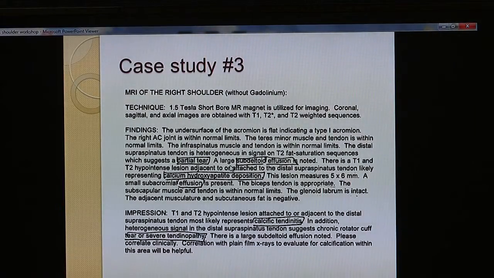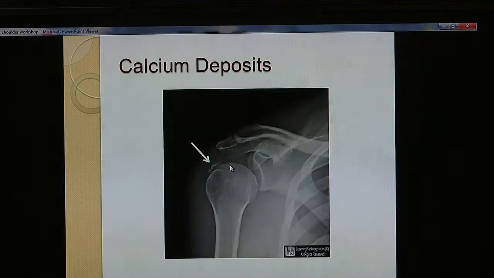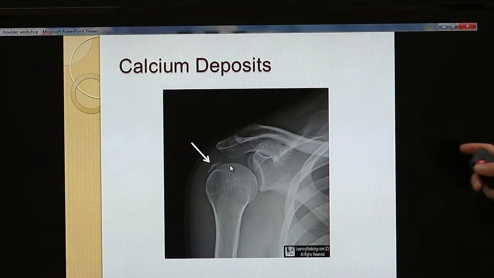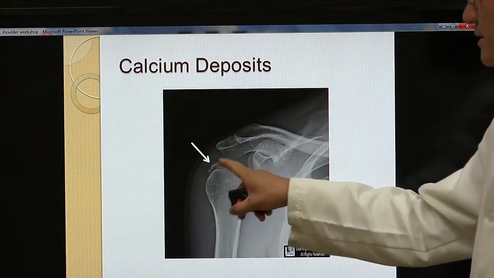Case number 3, impression. T1, T2: hypointense lesion attached to or adjacent to the distal supraspinatus tendon most likely represents calcified tendinitis. So what is calcified tendinitis? This is a calcified deposit here.